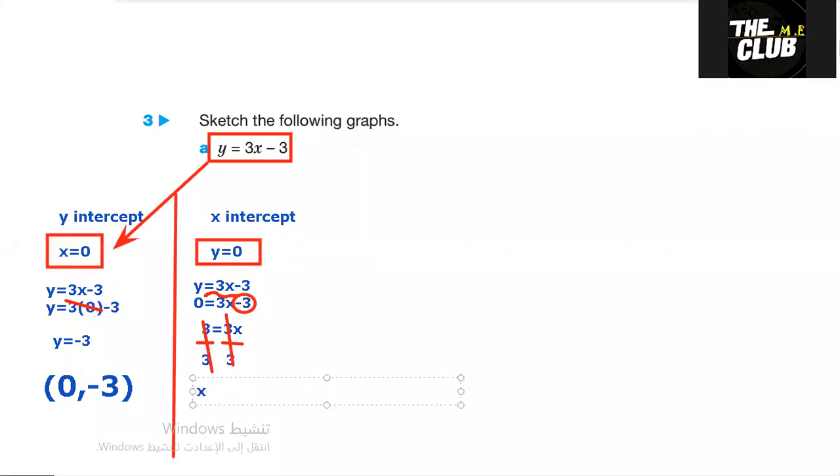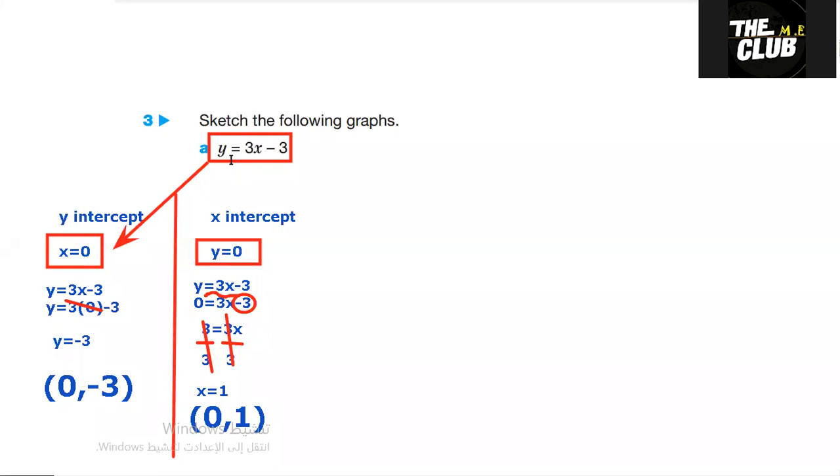Let's put it here. Now, we find the x, and we know that the y is 0. So the coordinates for this point are 0 and 1. So we write (1, 0), like this. We put it in brackets, because the coordinates must be in brackets. Now we have the y-intercept and the x-intercept for this line.